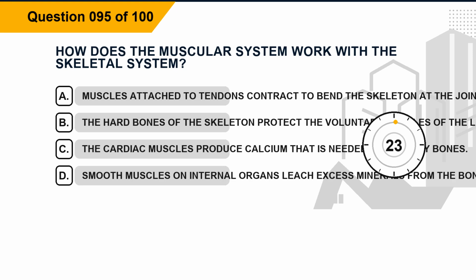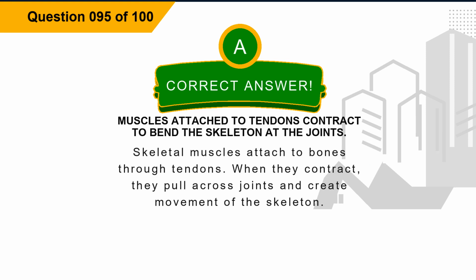Question 95. How does the muscular system work with the skeletal system? Option A. Muscles attached to tendons contract to bend the skeleton at the joints. Option B. The hard bones of the skeleton protect the voluntary muscles of the limbs. Option C. The cardiac muscles produce calcium that is needed for sturdy bones. Option D. Smooth muscles on internal organs leach excess minerals from the bones. The correct answer is option A. Muscles attached to tendons contract to bend the skeleton at the joints. Explanation. Skeletal muscles attach to bones through tendons. When they contract, they pull across joints and create movement of the skeleton.